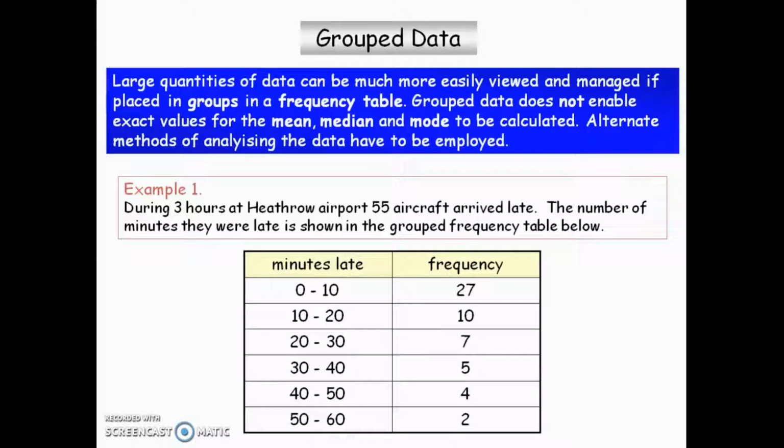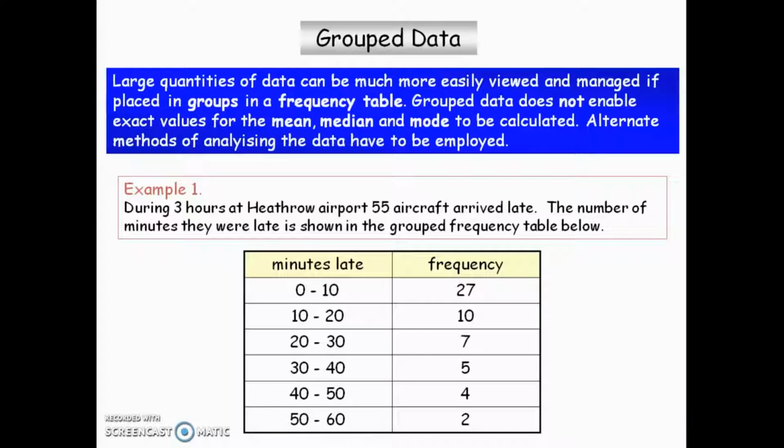Now, let's talk about ungrouped and grouped data. If we have large quantities of data, then it is easier for us to manage if we can place it in groups in a frequency table. So large quantities of data can be much more easily viewed and managed if placed in groups in a frequency table. Grouped data does not enable exact values for the mean, median and mode to be calculated. Alternative methods of analyzing the data have to be employed. So what are the methods? Let us go for that.